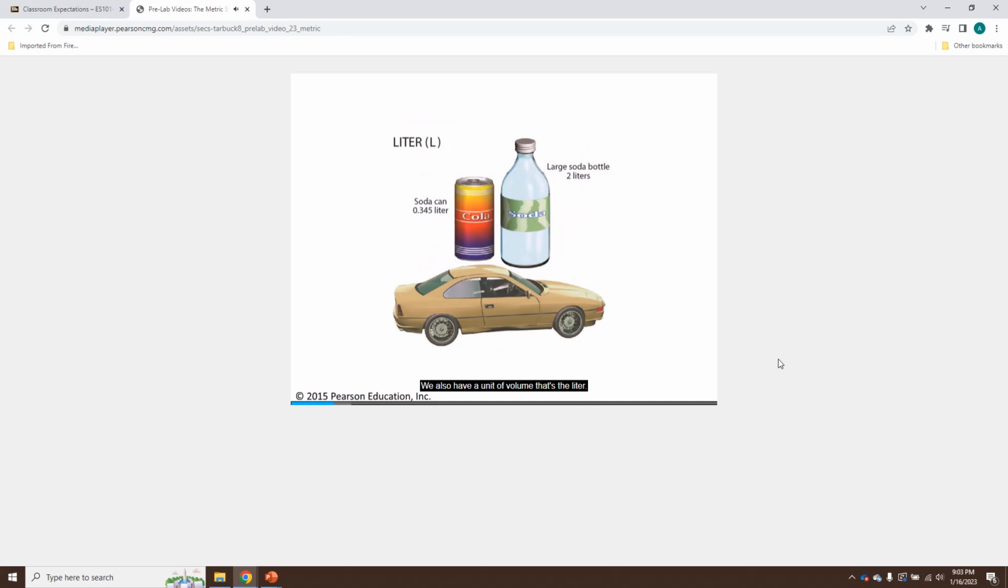We also have a unit of volume. That's the liter. A typical can of soda is about 3/10 of a liter in size. A large soda bottle would be 2 liters in size. And if you're filling up the tank of your car, that's going to take about 68 liters of gasoline if it's around 18 gallons in your car.